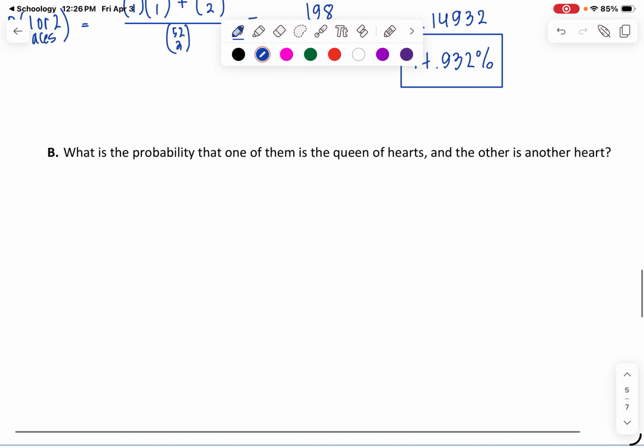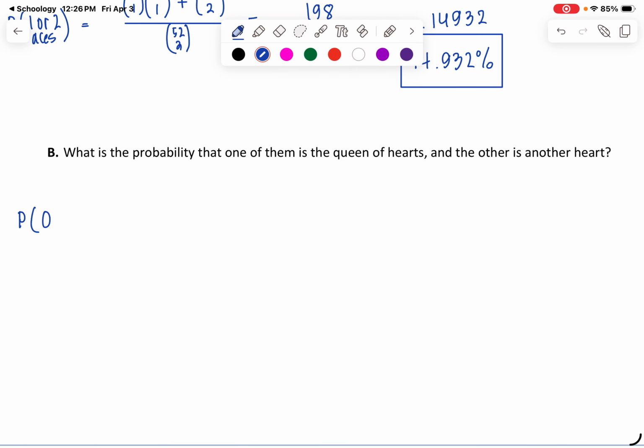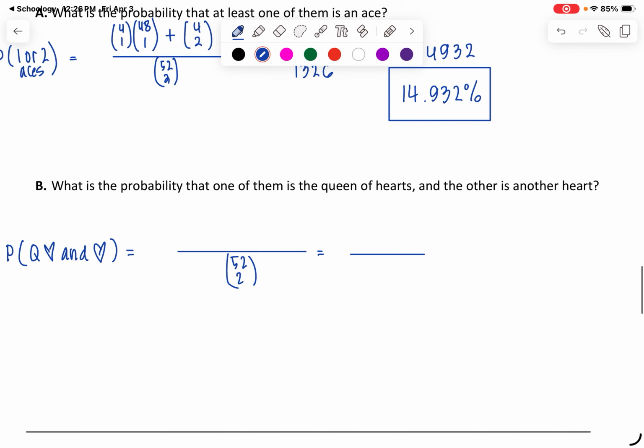Next one, what's the probability? Oh yeah, we're still in the same section, it's part B. What's the probability that one of them is the queen of hearts and the other is another heart? So we want the probability of the queen of hearts and another heart. Okay, so once again, 52 choose 2, and that is 1326.